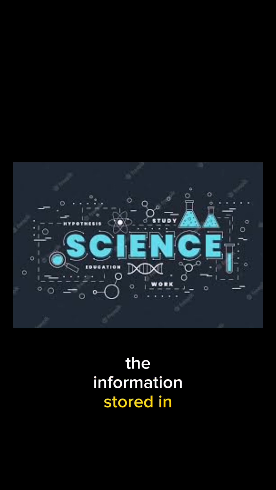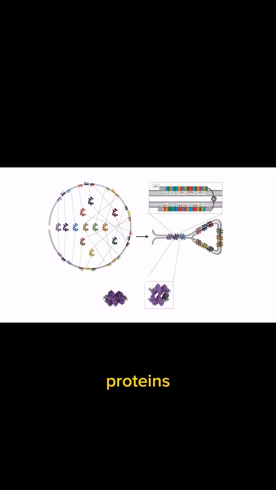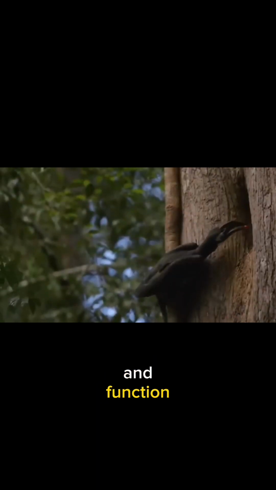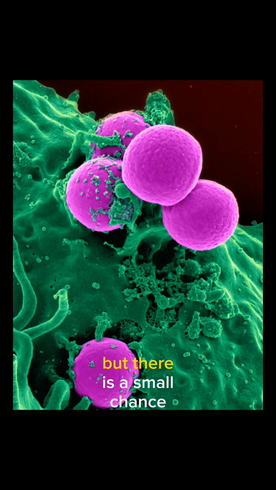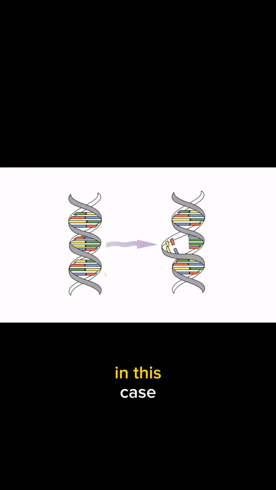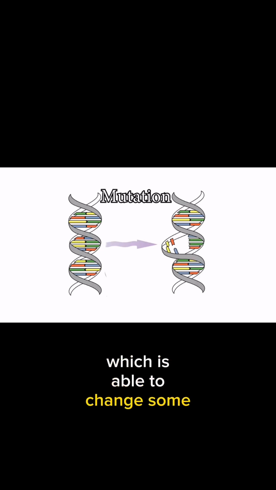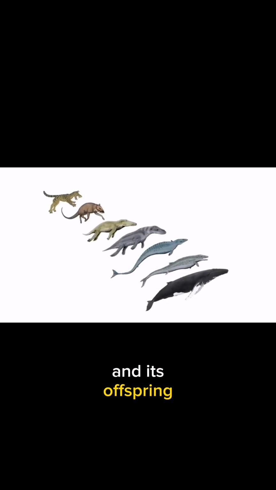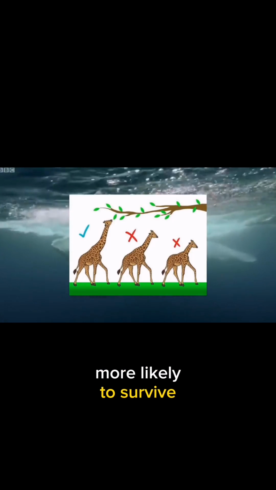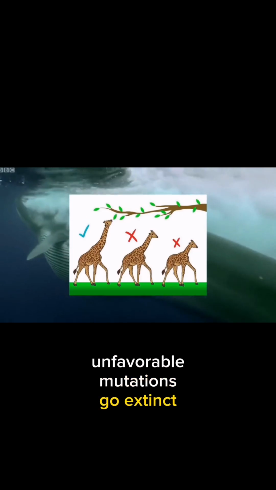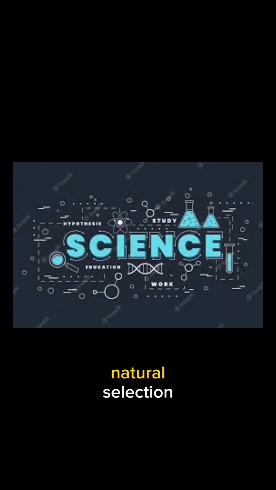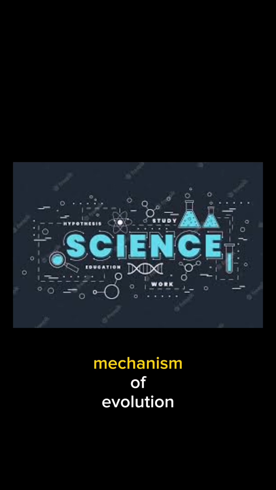The information stored in the DNA is used for assembling new proteins and dictates how an organism will look and function. After cell division, the DNA is copied in the new cell. But there is a small chance that the replication will not go as planned and some genes will be altered. In this case we have a mutation, which is able to change some characteristics of the organism and its offspring. These new traits could be favorable and make the organisms more likely to survive and thus produce more offspring, while specimens with unfavorable mutations go extinct. This principle is called natural selection and it constitutes the key mechanism of evolution.